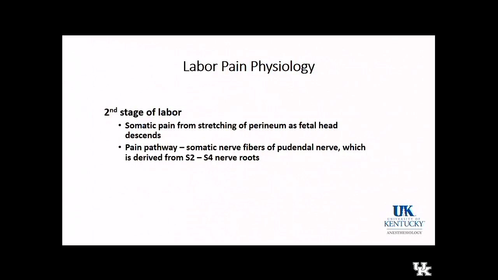Now, during the second stage of labor and also during transition, the late first stage of labor, in addition to that visceral pain from the stretching of the uterus, you also have a component of somatic pain that results from the stretching of the perineum as that fetal head descends down through the birth canal. That somatic pain later in labor is innervated via somatic nerve fibers that make up the pudendal nerve, which is derived from the S2 to S4 nerve roots. So that's why when someone has progressed in labor and they're complaining of perineal pain, you need to be blocking those sacral nerve roots at that point in labor, in addition to having that T10 to L1 block that's taking care of that visceral pain from the distension of the lower uterine segment and dilation of the cervix.